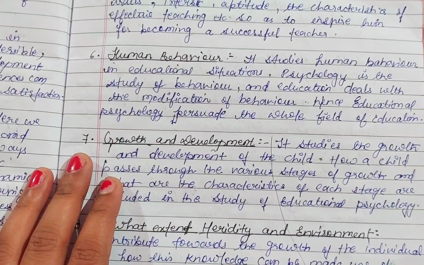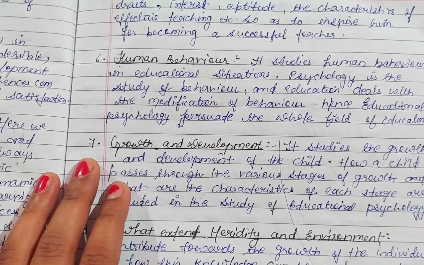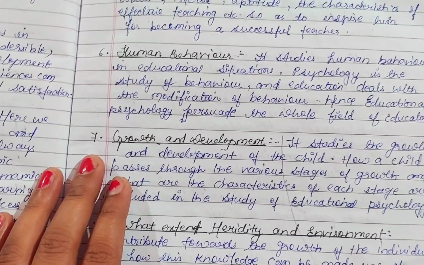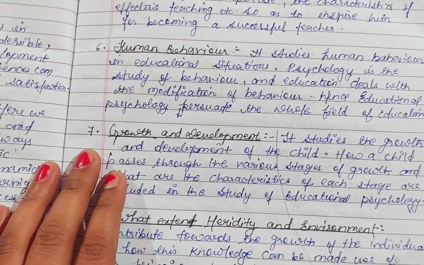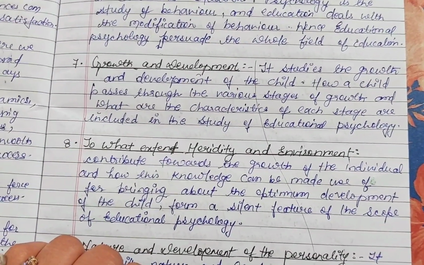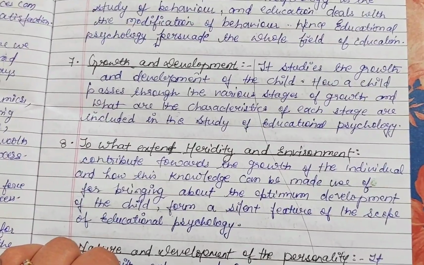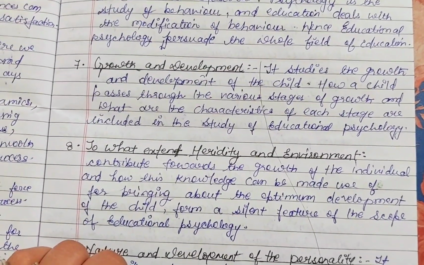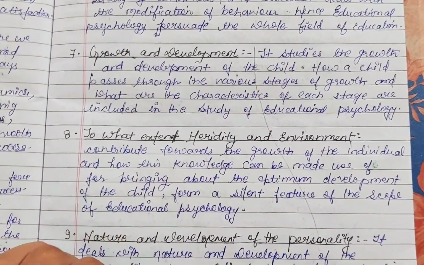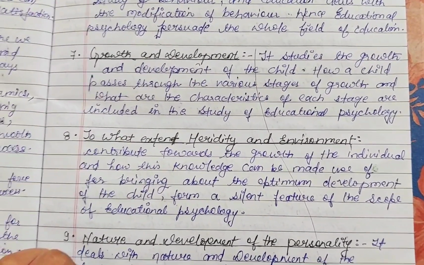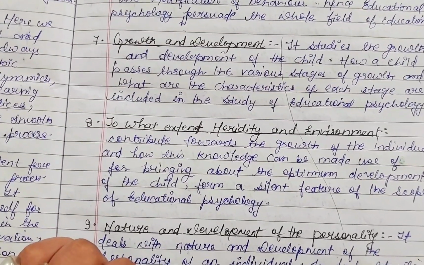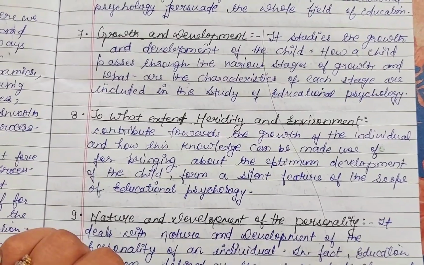Number 6, human behavior. It studies human behavior in educational situations. Psychology is the study of behavior and education deals with the modification of behavior. Hence, education psychology pervades the whole field of education. Growth and development, number 7. It studies the growth and development of a child, how a child passes through the various stages of growth and what the characteristics of each stage are, which we include in the study of education psychology. Number 8, to what extent heredity and environment contribute toward the growth of an individual, and how this knowledge can be made use of in bringing about the optimum development of a child, form a salient feature in the scope of education psychology.